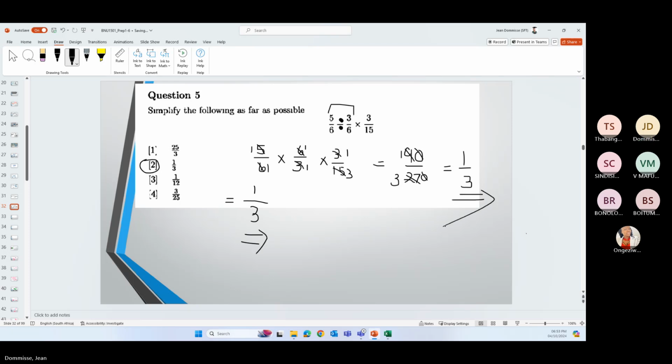So again, both of them are correct. You just need to decide which one you want to use. You could have even gone to your calculator and said, okay, what is 5/6? If I divide that by 3/6, which is a half, I get 1.6667. If I multiply that by 3 divided by 15, I also get 1/3. So you could have even used your calculator for that.